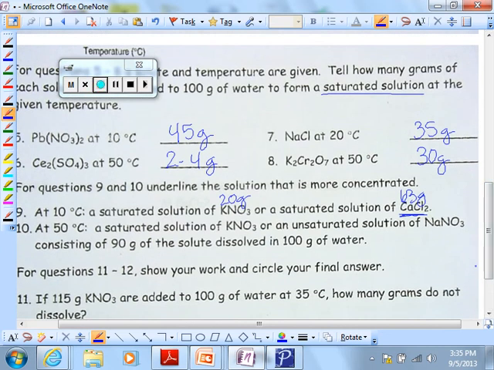All right, now look at this though. A saturated solution of potassium nitrate, 90 grams, or an unsaturated solution of sodium nitrate. Now, unsaturated just means below the line. So it could be anywhere below the line, so they have to tell us how much. An unsaturated solution of sodium nitrate consisting of 90 grams of the solute. So again, we have 90 grams.